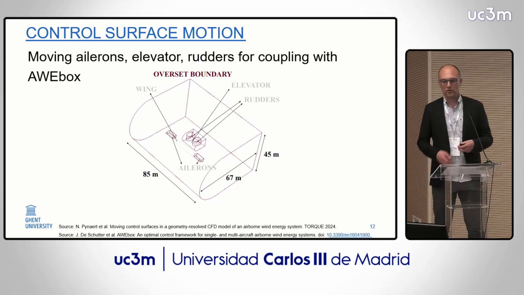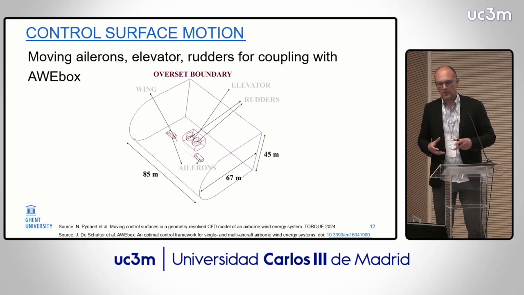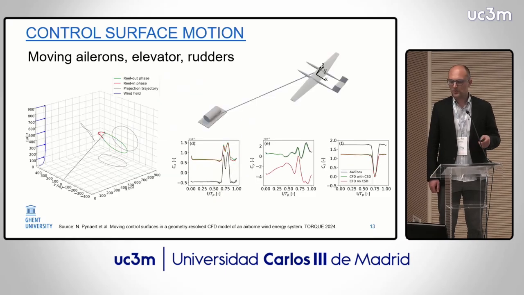We can also handle control surface motion. To do that, different C meshes were created around the rudder, the elevator, the ailerons, the main wing, and they were all overlapping, and they were moving as one rigid body in the background domain, but they could also move relative to each other. So we can handle the rigid body motion of the rudders, the elevator, and so on, and then calculate the forces in the different directions.